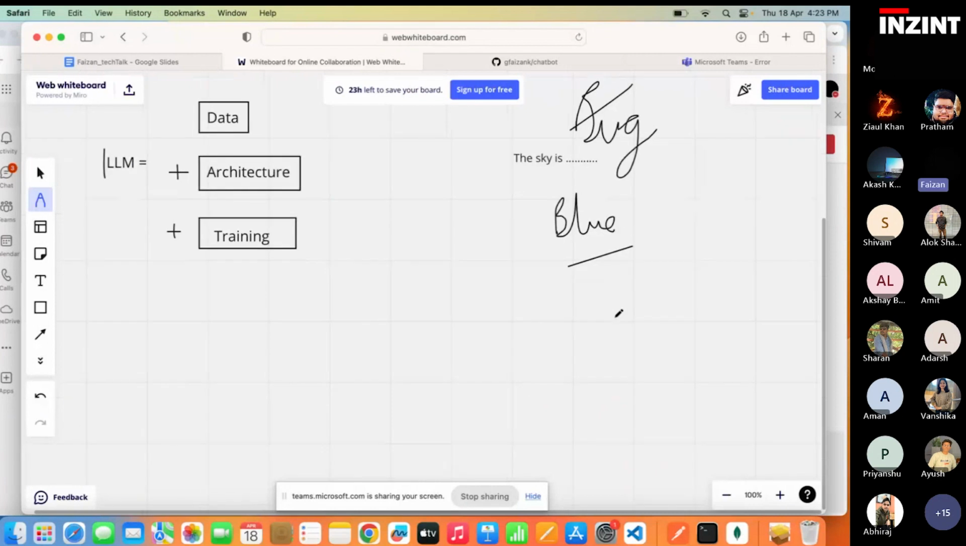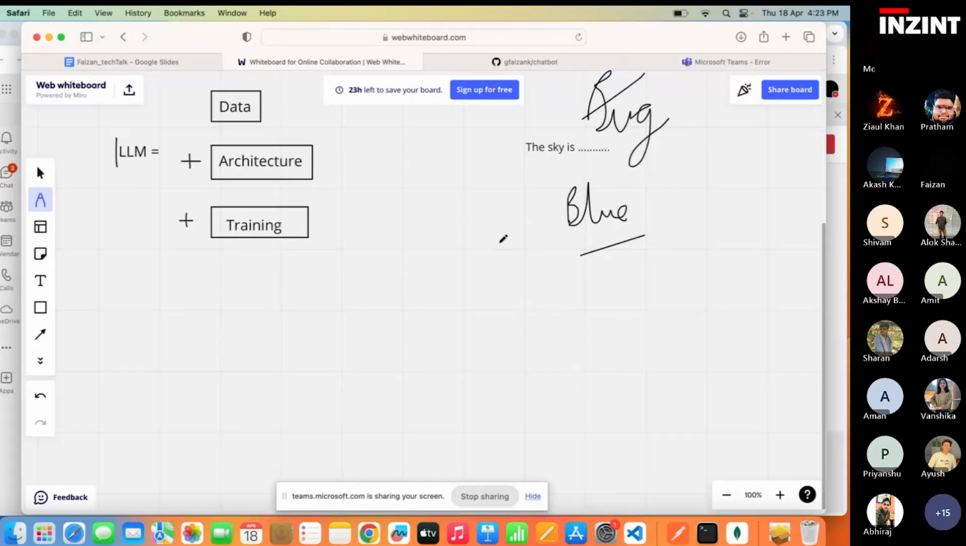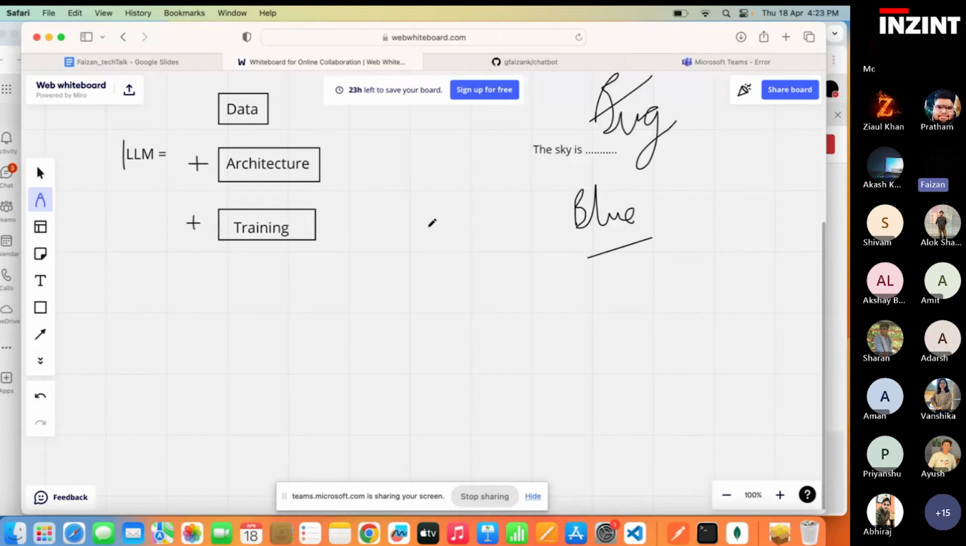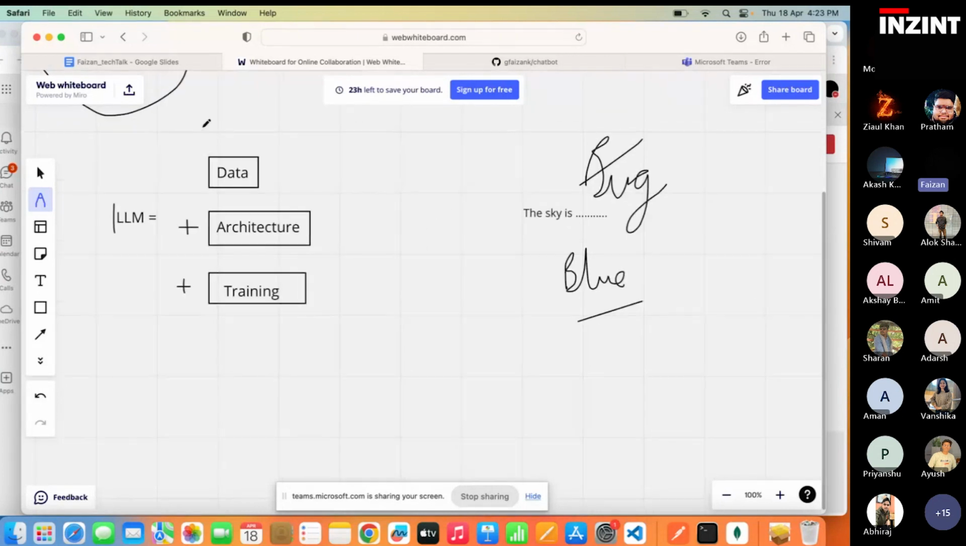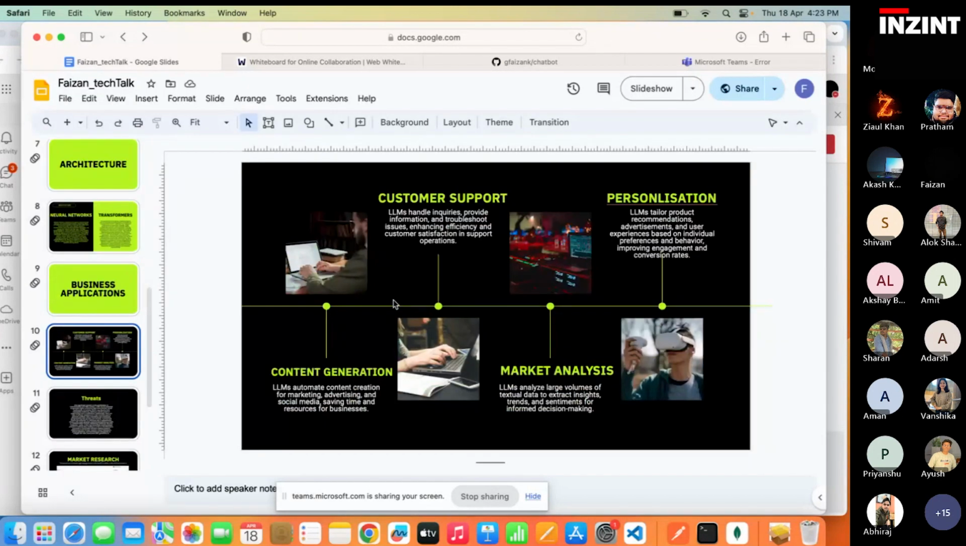Okay. So this is basically known as fine tuning. Fine tuning is what allows a general language model to become an expert at a specific task. Okay. So how does this all fit into our business applications? So again, back to our slides. There are a lot of business applications we can discuss.